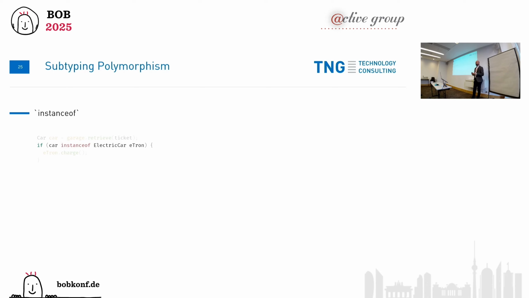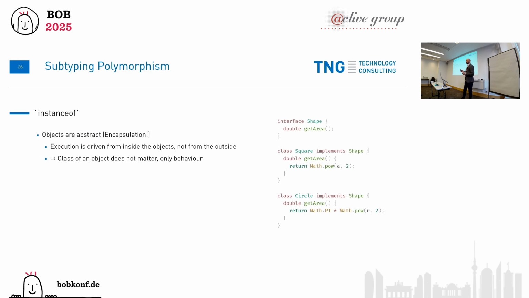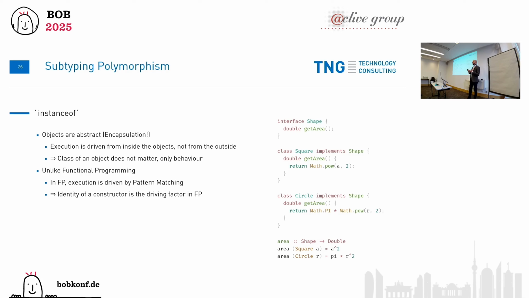However, in OOP, instance of is also widely considered a code smell. And here's why. In OOP, program execution is driven by objects and polymorphism. Each object decides on its own how to execute certain functionality. So in OOP, it should not be necessary to inspect the class of an object from the outside because objects are abstract. This is completely unlike FP.